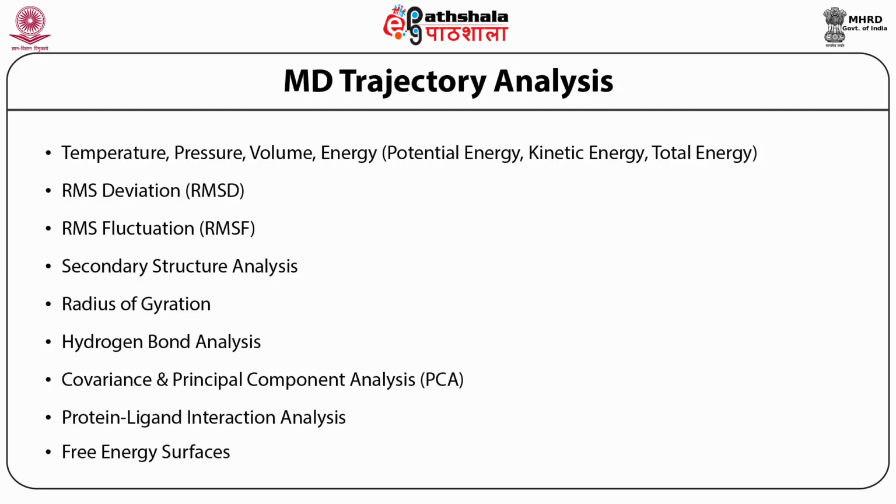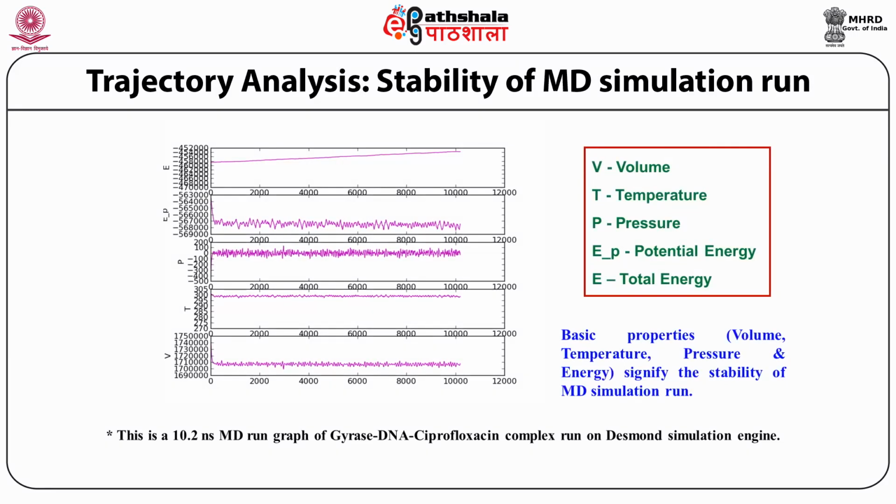Root mean square deviation, root mean square fluctuation, radius of gyration, secondary structure pattern, and hydrogen bond pattern can be analyzed in case of protein, and protein-ligand interactions can be analyzed in case of protein-ligand complexes. The root mean square deviation of a protein can also be used to identify the equilibration phase. However, it is not the right parameter to indicate equilibration state in case of proteins containing highly mobile domains, like kinases. This is a typical parameter plot of an MD simulation run.